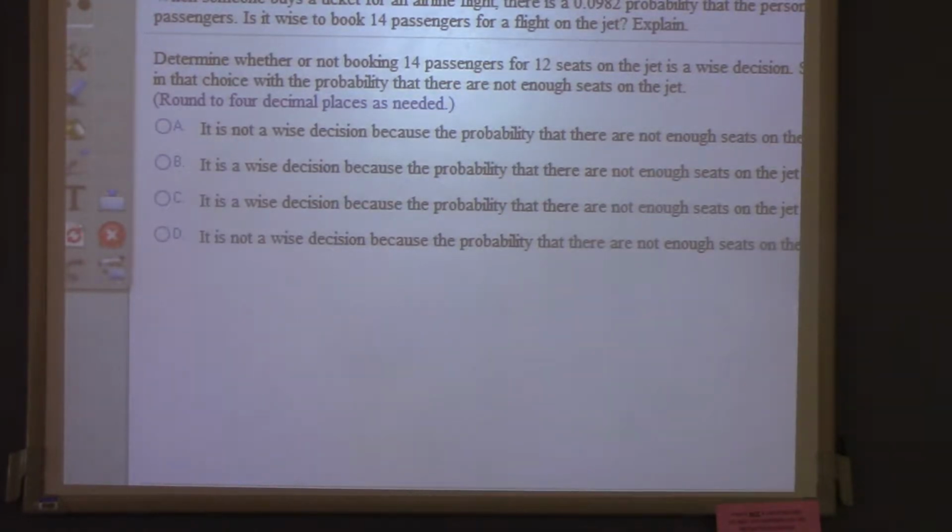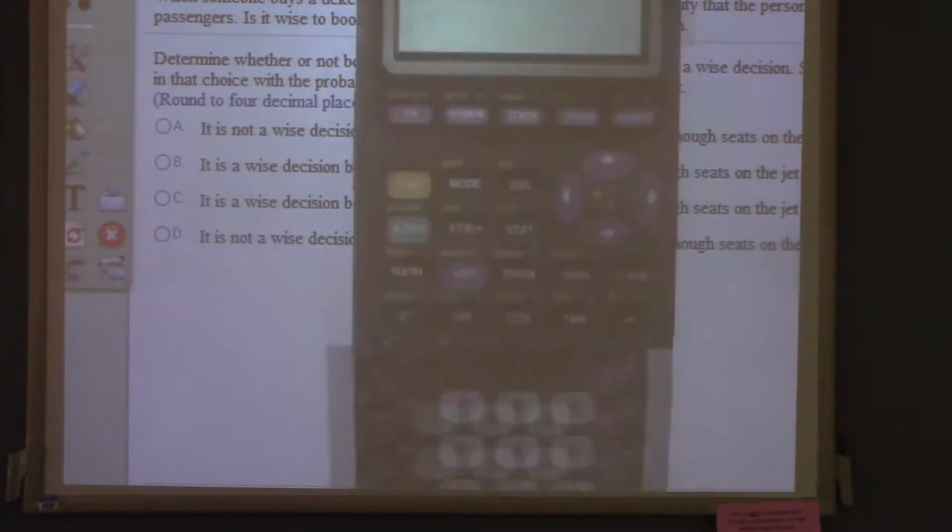But your P is what? The probability of somebody showing up, right? So that's gonna be 0.9018. Somebody check me. 0.9018. Dang old probability. 0.9018. So I'll go ahead and put one of them in.